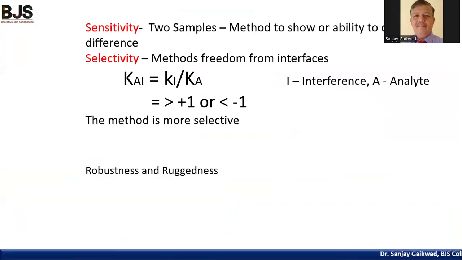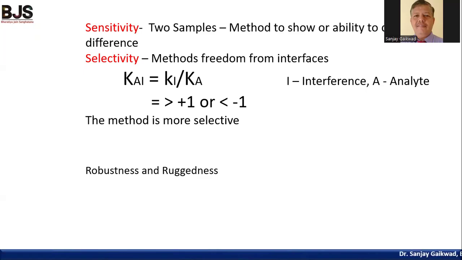Now, in this case, if you see the sensitivity, if two samples show our ability to detect the difference. Now, selectivity is related to the method, and therefore selection is most important. In many analyses, we use two samples with different amounts of analyte. The selected method can be used for the ability to detect the difference. Therefore, sensitivity is a measure of the method's ability.